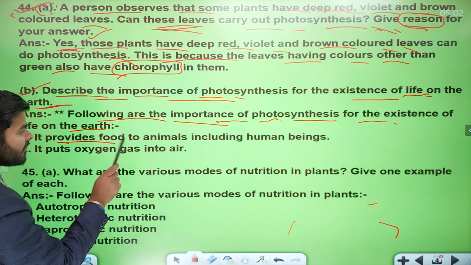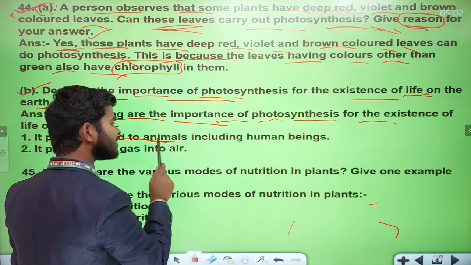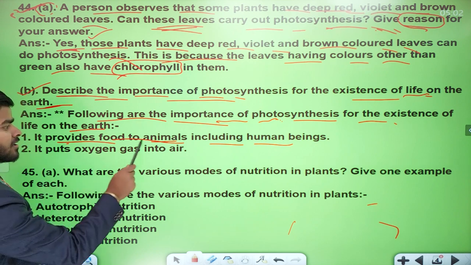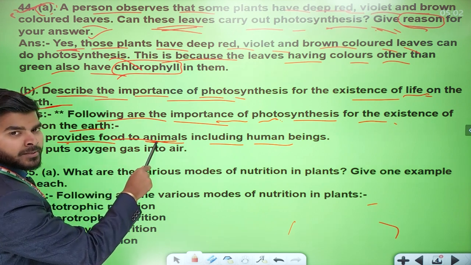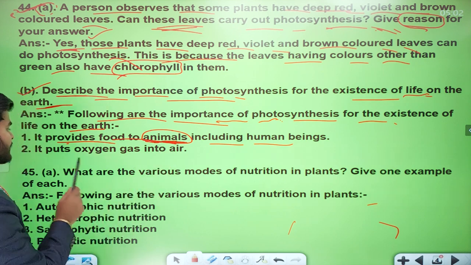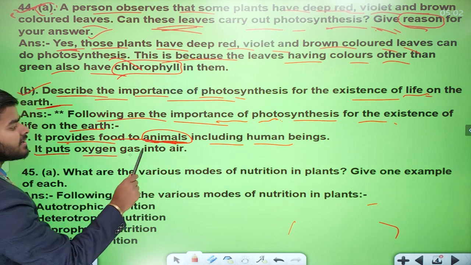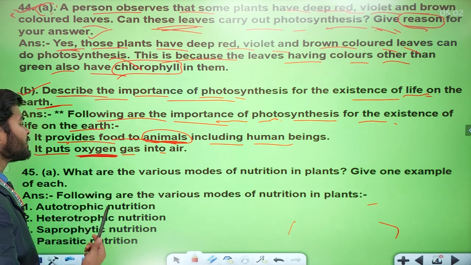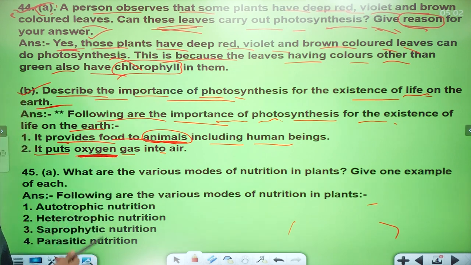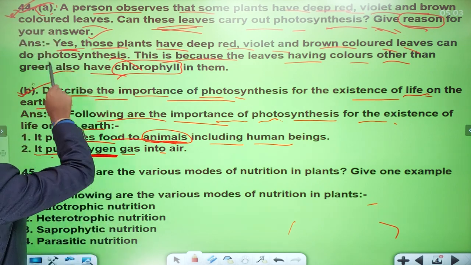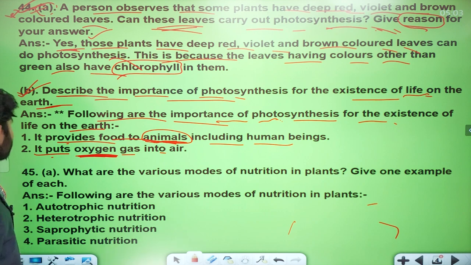That means it provides food to animals, including human beings. We will also take animals. How? Actually, goats, sheep, cows take plants or eat grass. It puts oxygen gas into the air, which is useful for the animals, including me and you also. In this way, we have learned question number 44, B and A also.